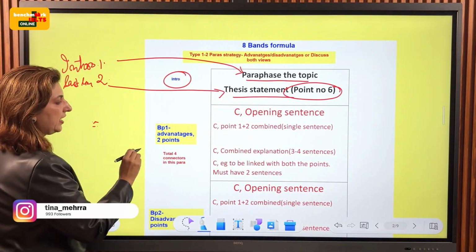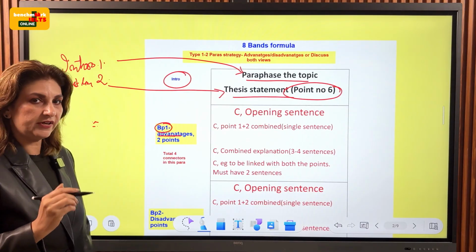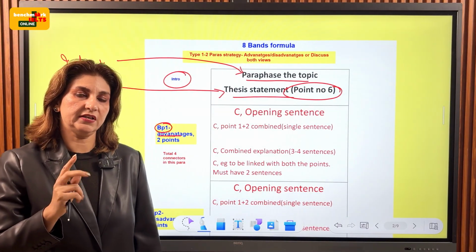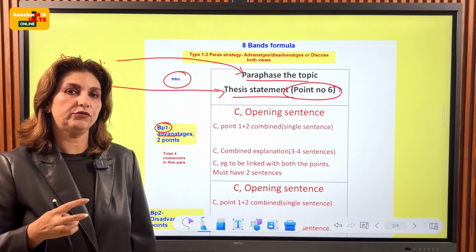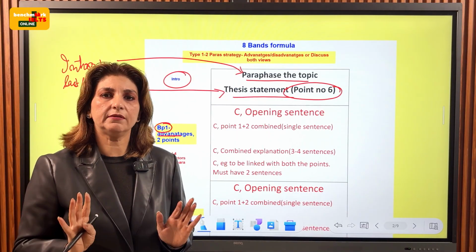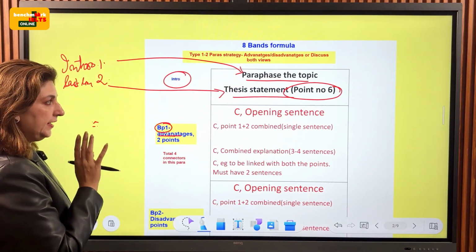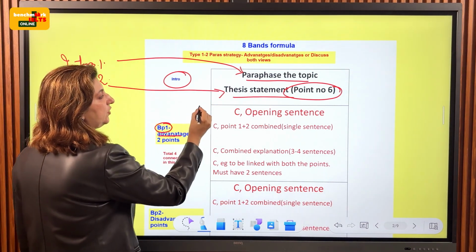Now we come to our first body paragraph, which is going to have advantages. It is recommended to give at least 2 advantages. With one advantage, you will not get the required bands, and if you give 3 advantages, your essay will become extremely lengthy. So stick to simply 2 advantages. Now there is a rule in IELTS that whenever you change the para, number 1, you have to leave a line.